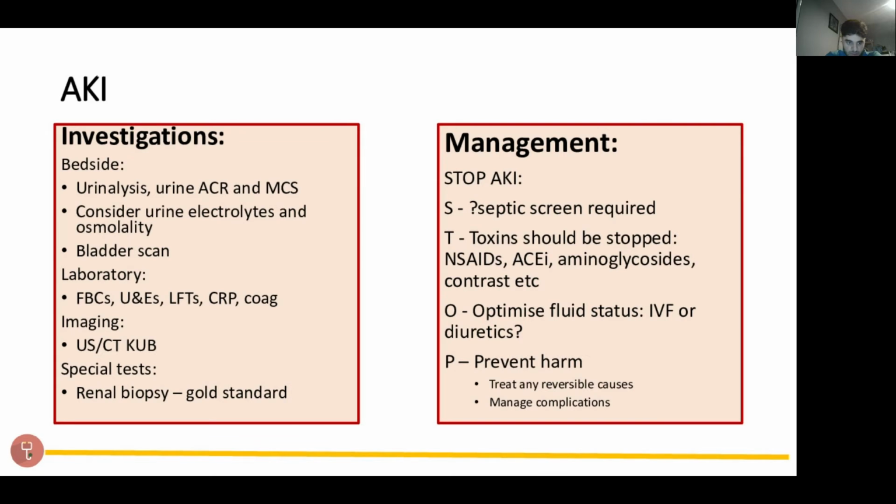Renal biopsy is the gold standard. If you have causes such as glomerulonephritis causing your AKI, this is where you're going to pick it up. Now, generally for most patients, it won't get to this stage, but if you're at a tertiary center, you're more likely to get it done. And yeah, it's generally the best way of working out what the cause of this AKI is.